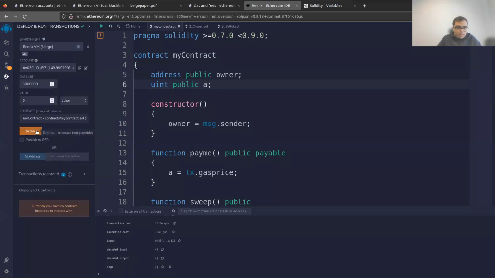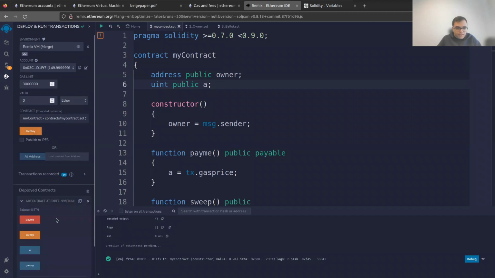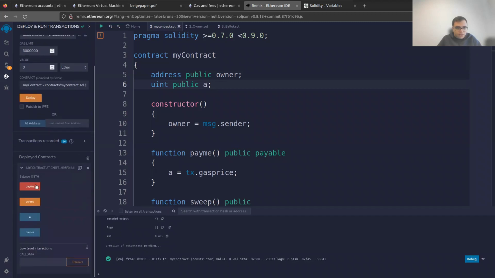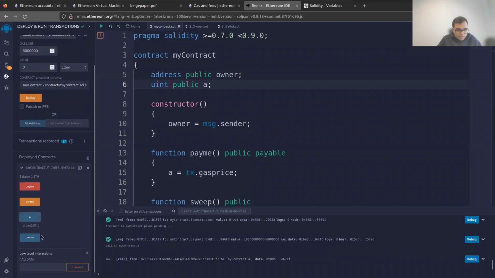Okay, so I'm going to, again, deploy this. And so I'm going to pay it, let's say 1 Ether. And now I can see what the value of A is. Oh, and actually the value of A is just 1. So in this simulator, the gas price is always set to 1, but of course that's not the gas price in the real world.